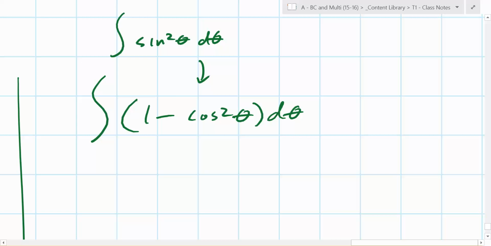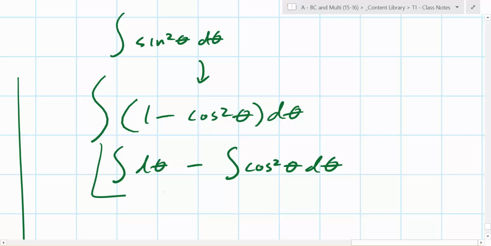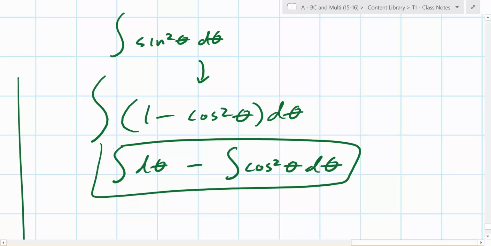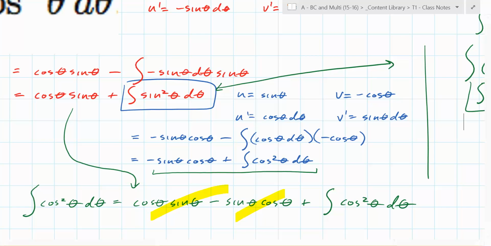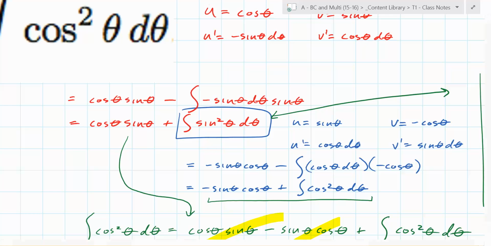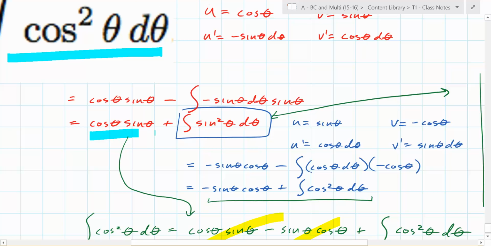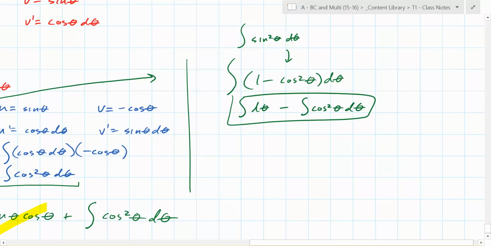You with me so far? So what do you have here? You have the integral of d theta minus the integral of cosine squared theta d theta. Is everybody with me so far? So let's go back and look at what we have here. From the beginning, we still have this. We know that this part right here is equal to this plus our thing over there.